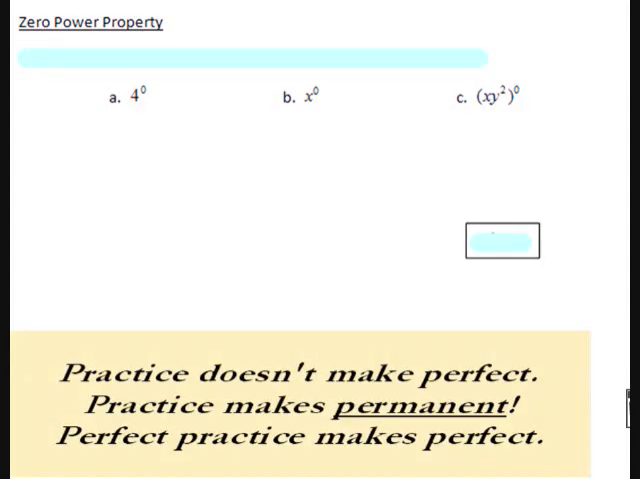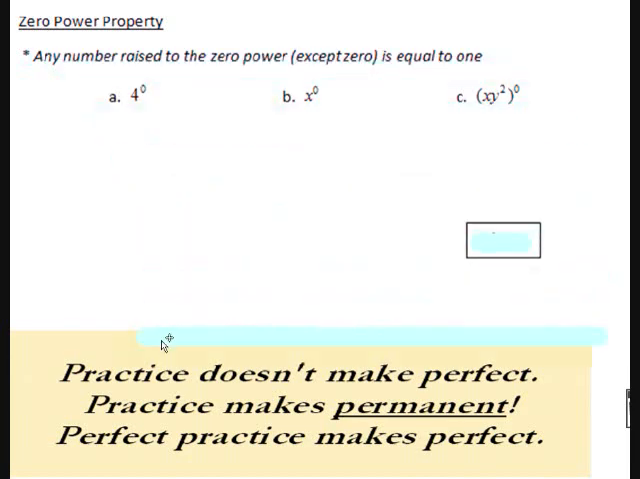Alright, and the very last one is the 0 power property. Anything to the 0 power is 1. Now a lot of people want to say anything to the 0 power is 0. That is not correct. Be very careful. Any number raised to the 0 power is equal to 1.